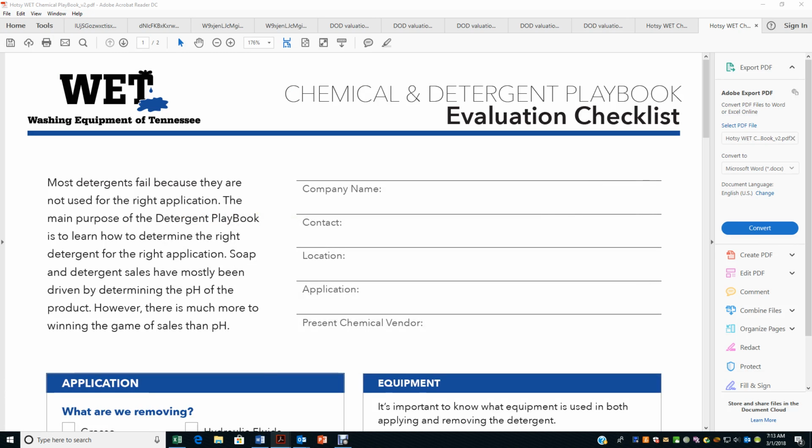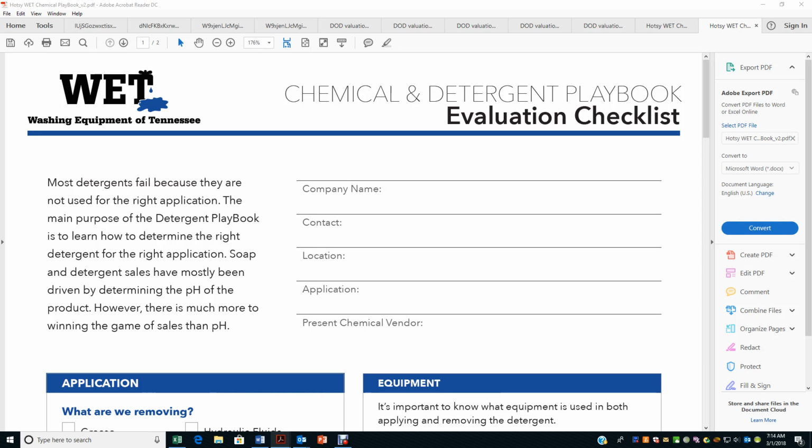I want to talk a little bit about the chemical and detergent playbook and evaluation checklist. This checklist is put together to ensure that you as a salesman can be an expert in cleaners and detergents without having to be a chemist. We've got a chemical vendor in Lynette Ladd, who is a chemist and has developed detergents for over 30 years.